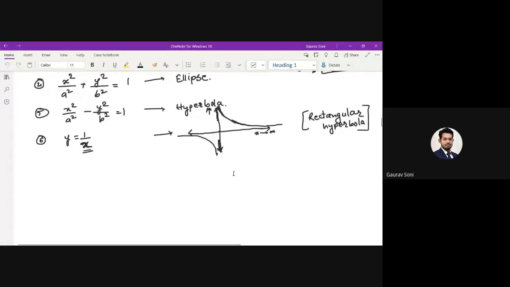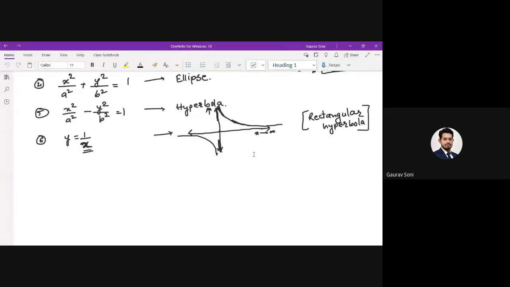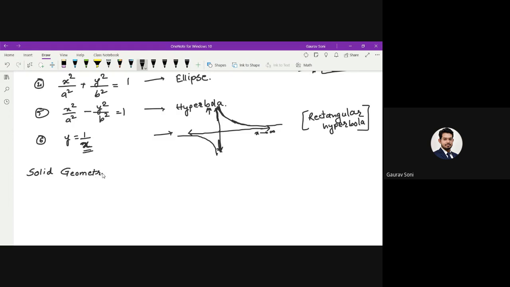So what we did in the previous lecture was we looked at different two-dimensional curves. And I said that in the next lecture, we will start with three-dimensional stuff. By three-dimensional stuff, I mean cone, cylinder, sphere. So this is the study under solid.